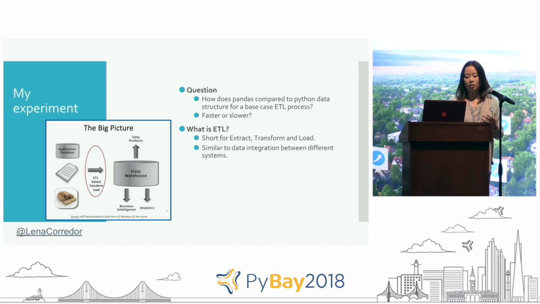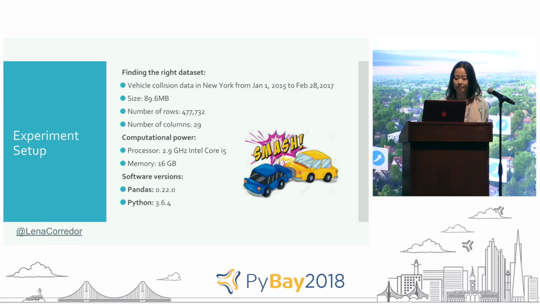So I wanted to know how pandas compares to Python data structures when I'm doing a base case ETL process. I wanted to know if it's faster or slower. So what exactly is ETL? It's short for extract, transform, and load. And most companies use it for extracting data from their different business applications and putting it into a data warehouse or other systems.